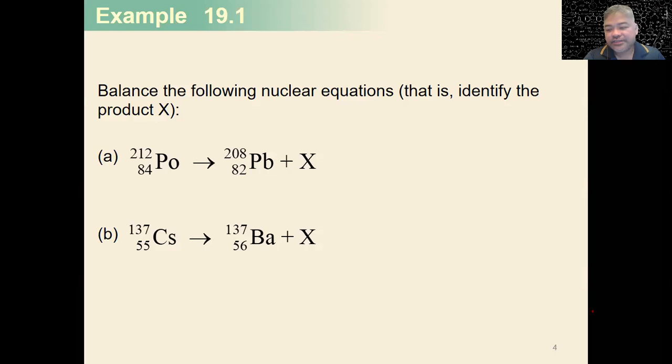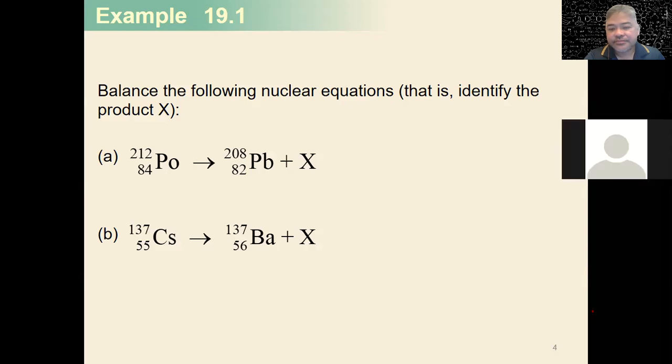So what's the X? Helium. Okay, is the X helium here? So if we're going to get here, 208, 212, so that means this is 4. 84, 82, that's 2, so it's helium or an alpha particle. So we could say this is an alpha decay because one of the products is an alpha particle.